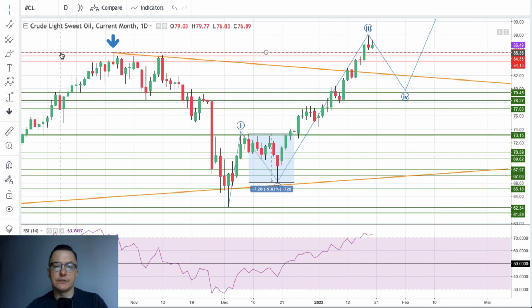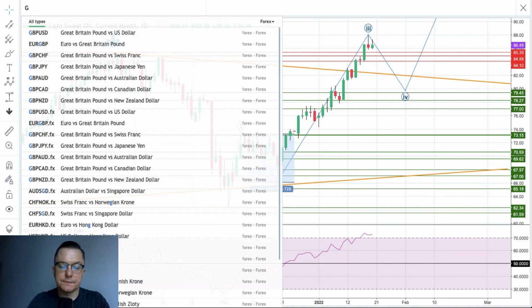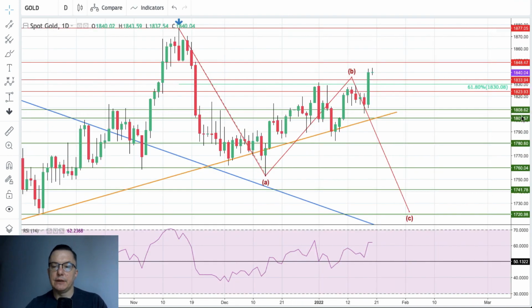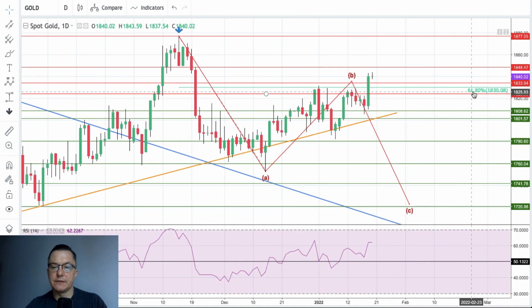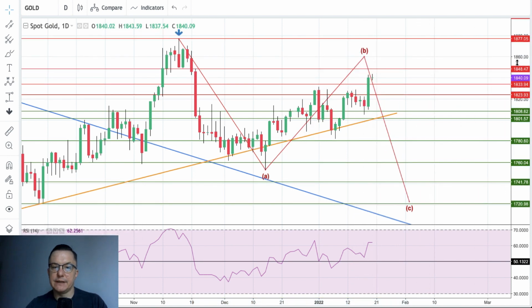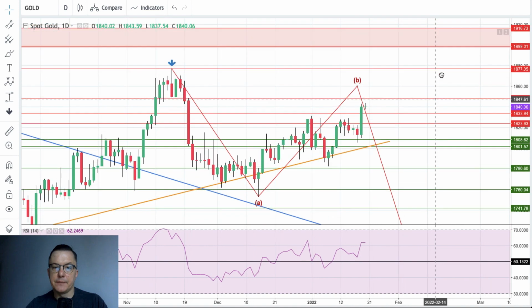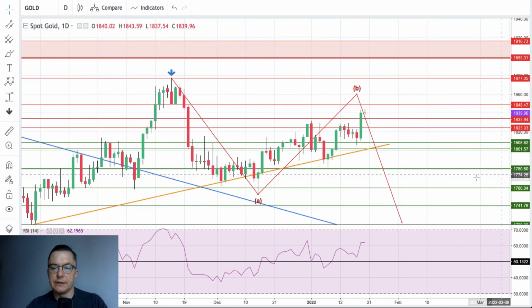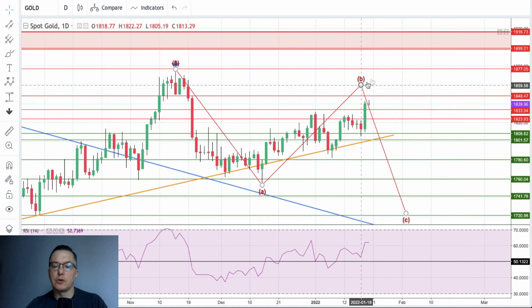So let's just take a look at gold as well. Let's see what the gold is doing. As you can see, we are still breaking higher. 61% of the Fibonacci retracement has been violated, 1830, and we are developing wave B to the upside. This is definitely some sort of corrective movement. It doesn't look very much impulsive. However, still the bulls have the control over the market.